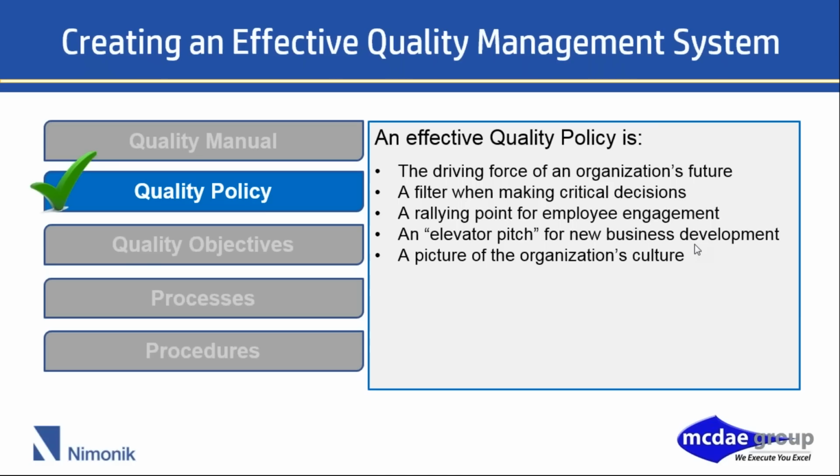An effective quality policy should be wrapped up with the strategic direction of the organization. This is who we are. This is what value we add. This is where we're going. This is what it's all about. It's a driving force of an organization. It can be used as a filter when making business decisions and critical decisions. It should be a rallying point for employee engagement. It's an elevator pitch for new business. It's a picture of the organization's culture.